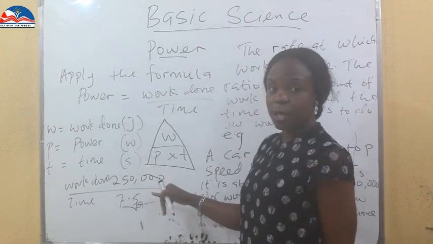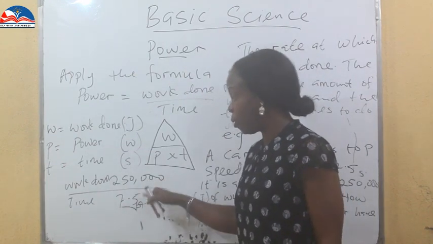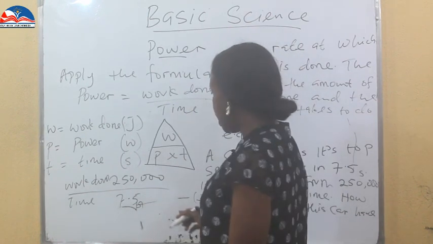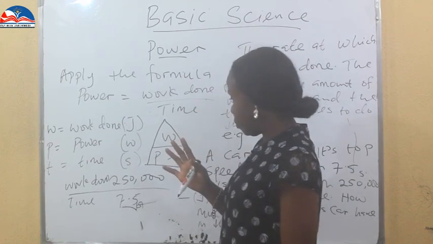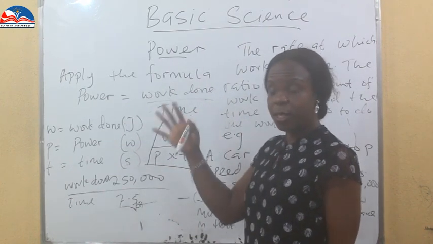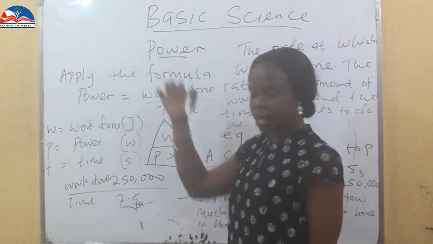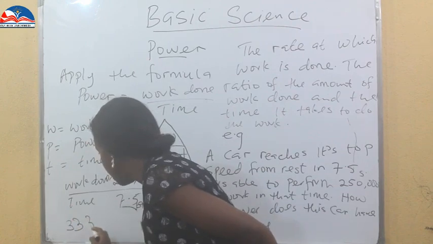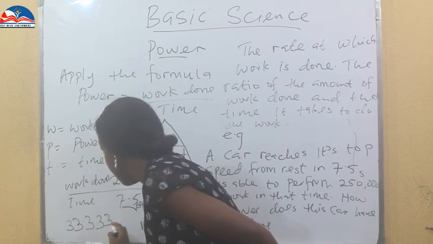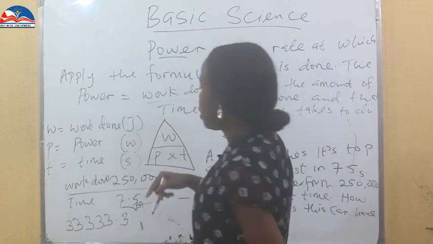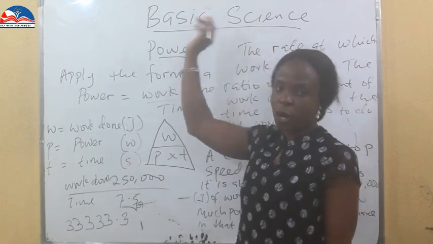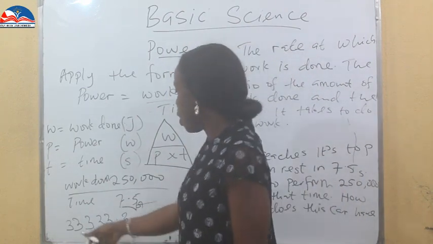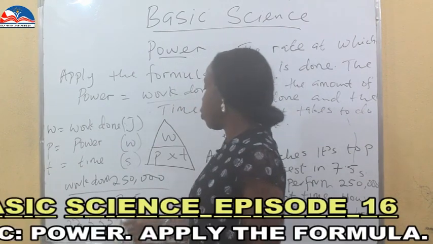When we divide the work done over the time, which is the seconds spent, we are going to have a lot of threes. Then we take it to the nearest decimal. So we are going to have 3, 3, 3, 3, 3.3. Since it's 3 to infinity, we're not going to approximate because it's not up to 5, so we take the 3 down.